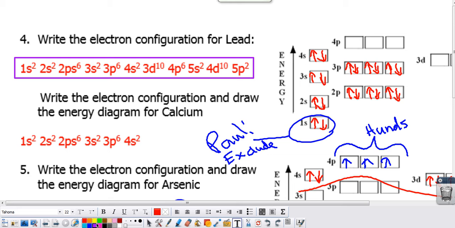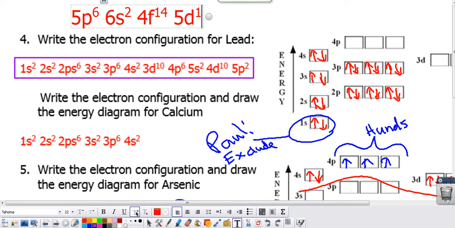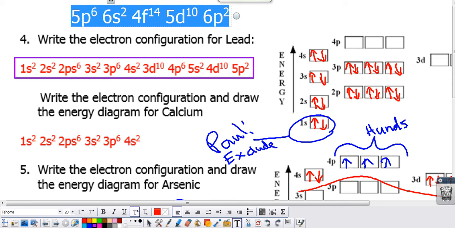So let's start with the 5p. Should have been 5p6. And then 6s2, and then 4f14, and then 5d10, and then 6p2. That's correct. So that's how it's really supposed to end. It's supposed to go for quite a while after that.